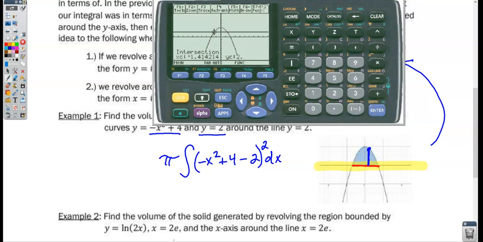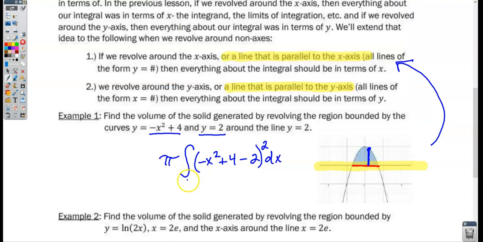And the first one is at negative 1.414, which is actually negative square root of 2. And the other one on the opposite side, this is symmetric about the y-axis, so that's going to be positive square root of 2.